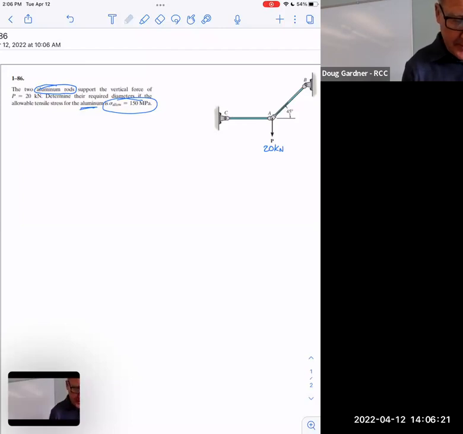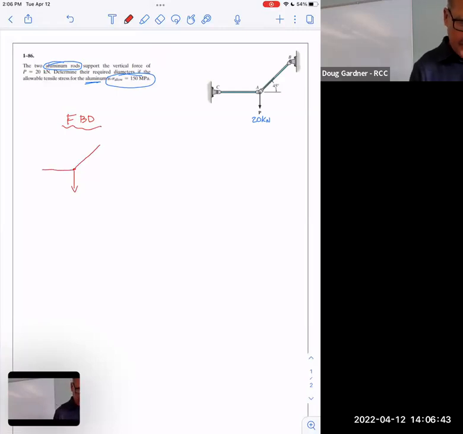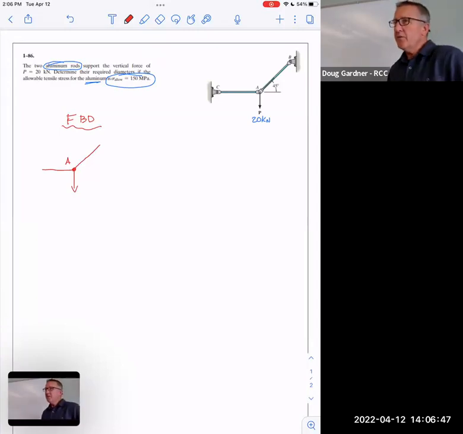Well, let's not be lazy this time. I'm going to draw a free body diagram this time just because I think it's interesting. And I see that I've got this force pulling down, and I've got this going in this direction. So this is point A. Based on our discussion a second ago, do you know what way the arrows are going in those two other, are they pushing or pulling? By logic, you should be able to figure it out.